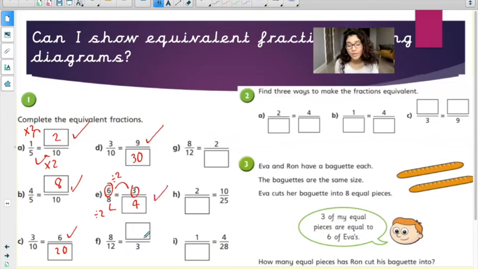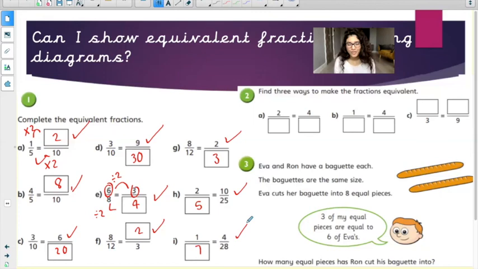8 over 12 then would be 2 over 3. G, 8 over 12 is the same as 2 over 3. H, 2 over what is the same as 10 over 25? It would be 2 over 5 is the same as 10 over 25. And lastly, 1 over what is equivalent to 4 over 28? It would be 1 over 7 is equal to 4 over 28.